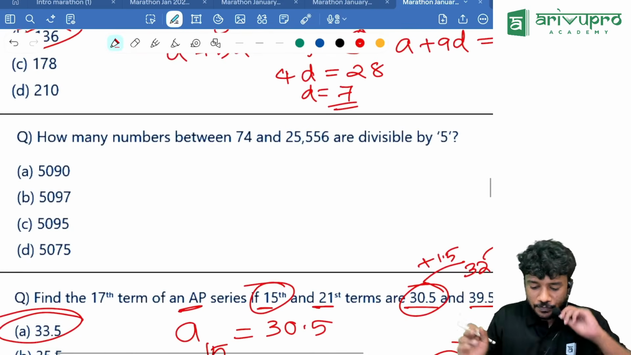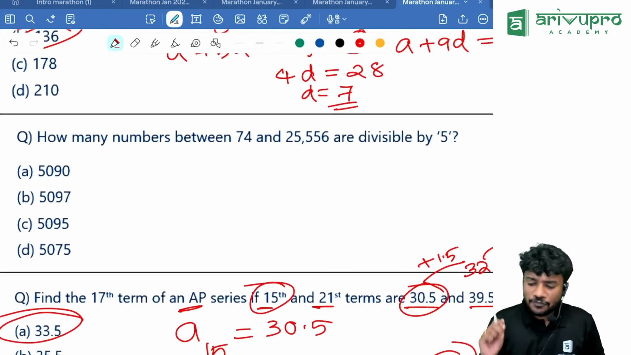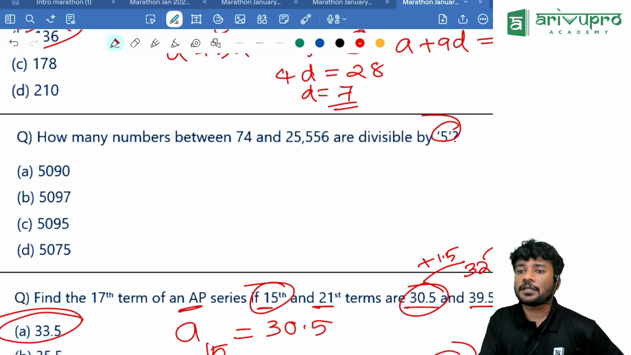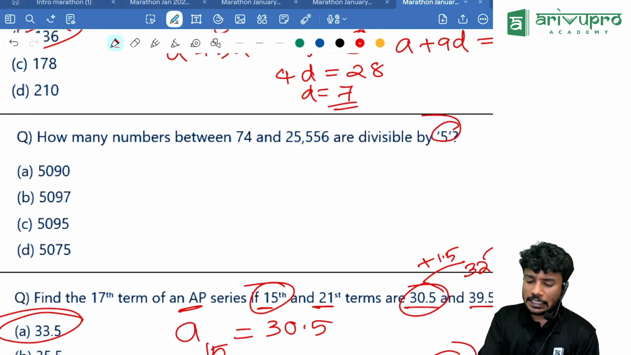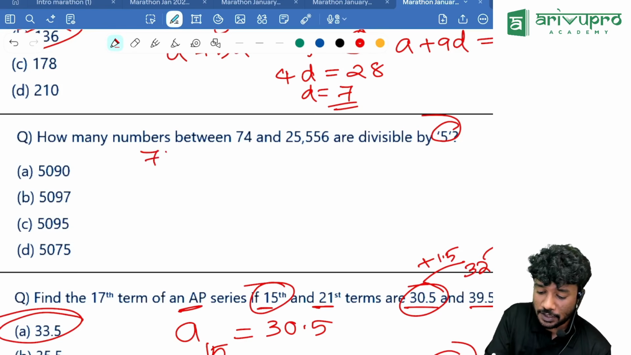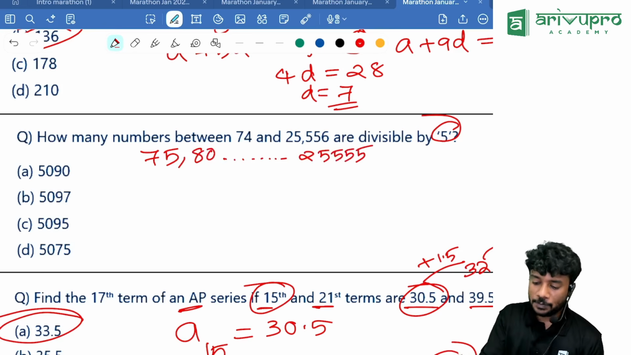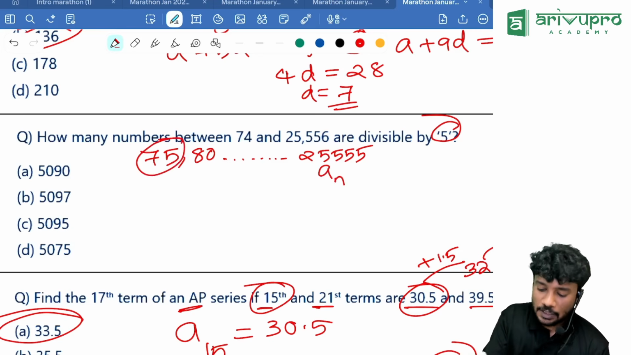Get me the answer for this. How many numbers between 74 and 25,556 is divisible by 5? People, how many numbers are there in between 74 and 25,556? So first number divisible by 5 will be what? 75. Then 80. Then etc. 25,555. Now people, nth term is what? 25,555. Then first term is what? 75. Then common difference is how much? The 5.